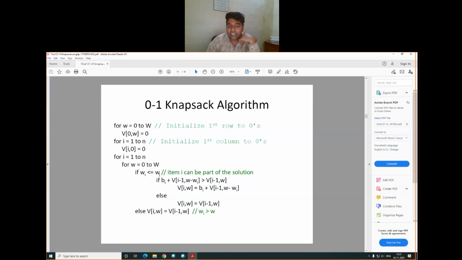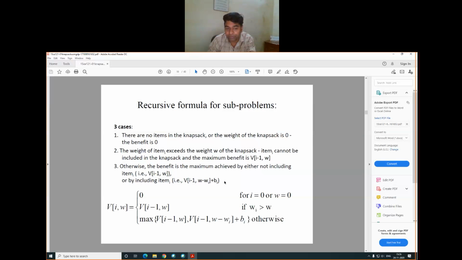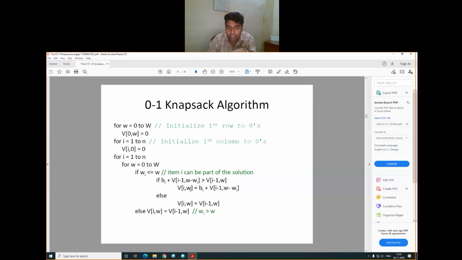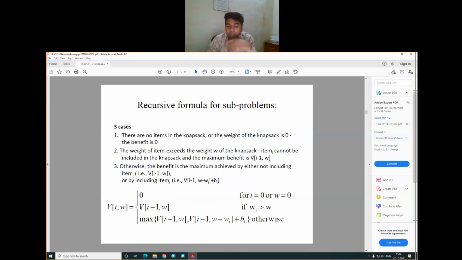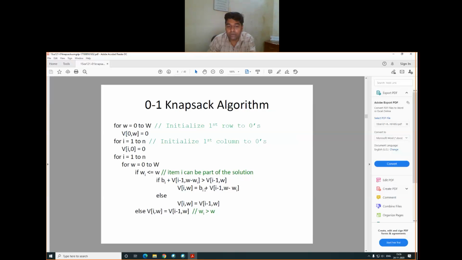If W of I is less than or equal to W, it means item I can be a part of the solution, that is, the weight of the ith item is less than the current capacity of the knapsack. Then, if there are two conditions, if B of I, the profit given in the knapsack, plus V of I minus 1, W minus W of I is greater than V of I minus 1, W, this is the first case specified here. Then V of I, W is equal to, as per the formula, B of I plus V of I minus 1, W minus W of I.